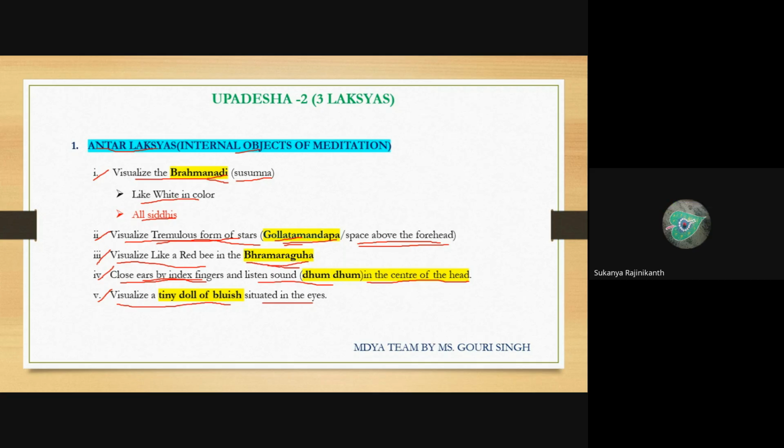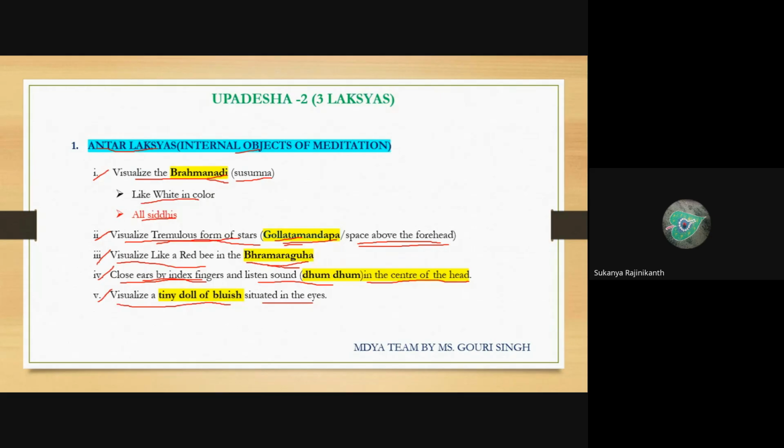No. It is Brahmara Guha, which means the house of the bee. How does the house of the bee look? In that house, how will a red bee be visible? In that way, you have to visualize. Now you understood?